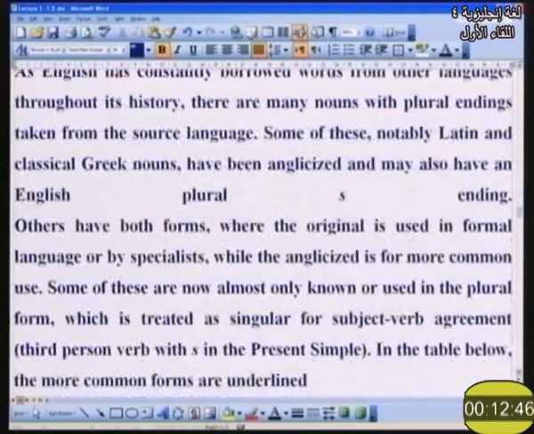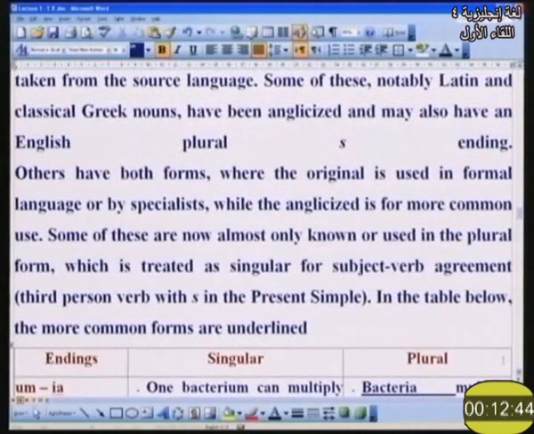Others have both forms. Of course, with frequent use, we often find that words become anglicized, so they take their plural with an S like English. Sometimes the Latin or Greek ending stays as it is. Other times we have both forms competing. Others have both forms, while the original is used in formal language or by specialists, while the anglicized is for more common use. Some of these are now almost only known or used in the plural form, which is treated as singular for subject-verb agreement.